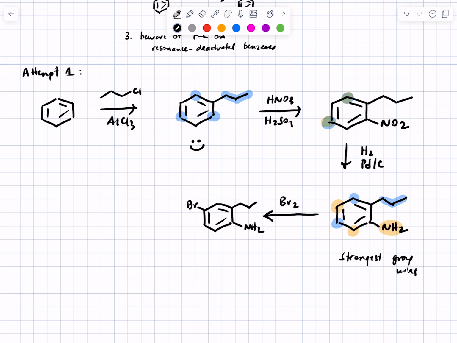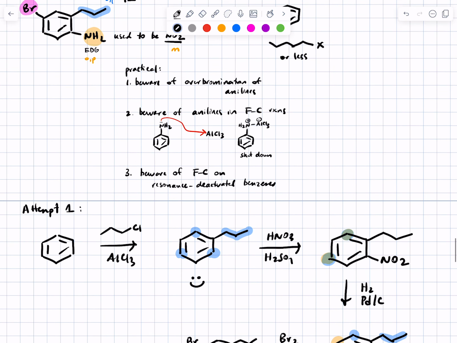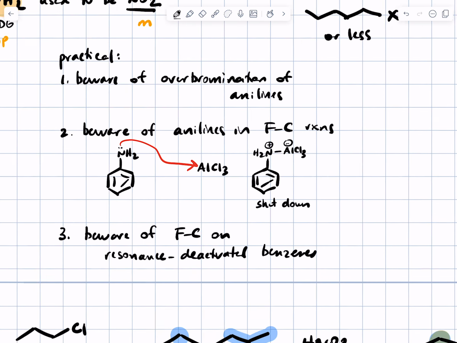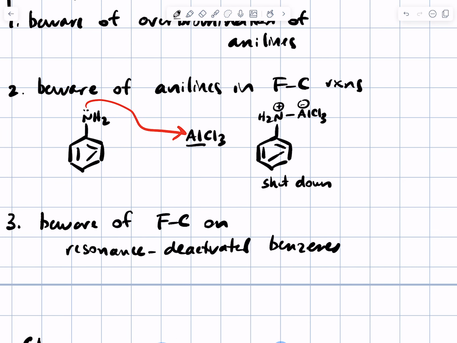Sorry, yeah. How do you know when it will overbrominate versus react with the catalyst? Good question. Overbromination is for the halogenation reaction. Reacting with the catalyst is for Friedel-Crafts. So apparently nitrogen attacking the iron isn't an issue, but nitrogen attacking the aluminum is an issue.